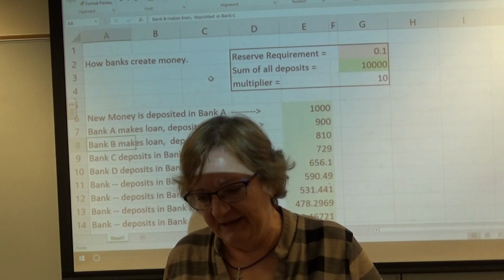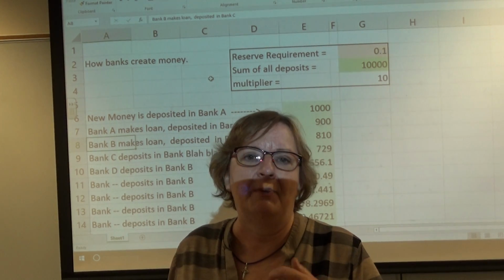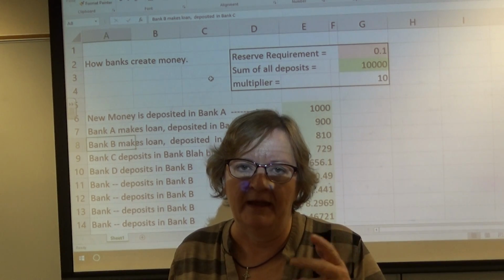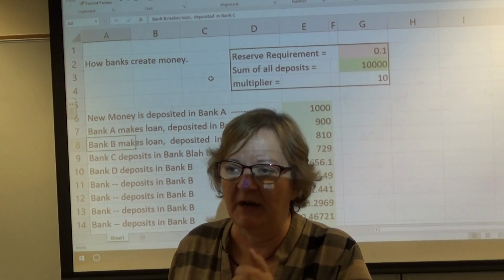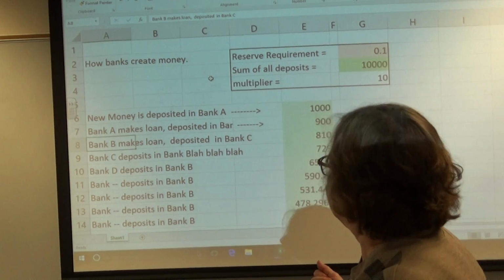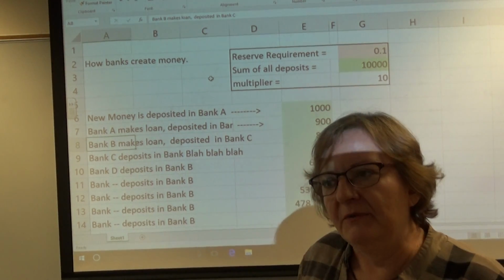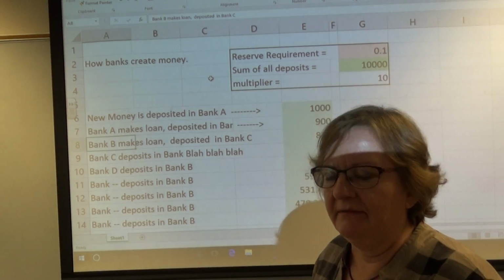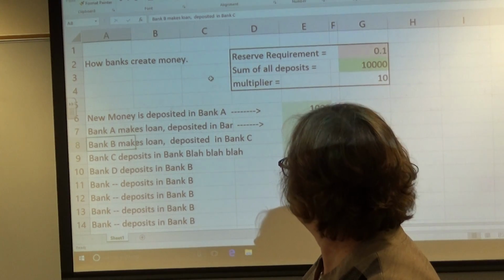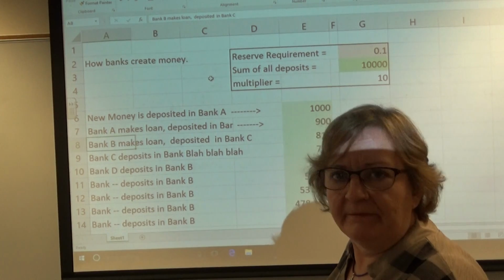There's various ways it can be kept. It can be kept in their vault. It can be kept on deposit at the Fed. So you can deposit it at the Fed, and then you don't have to worry about someone stealing all the cash. There's a few other things they can do with it that are acceptable to be kept as reserves, but I'm not going to get into that for you.